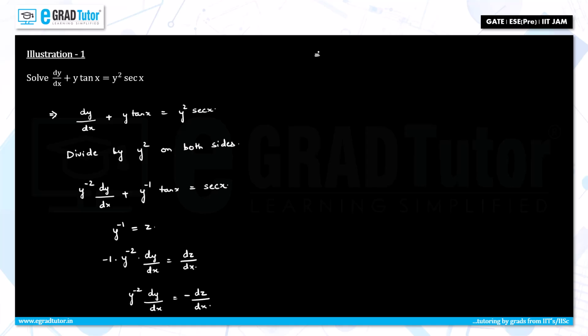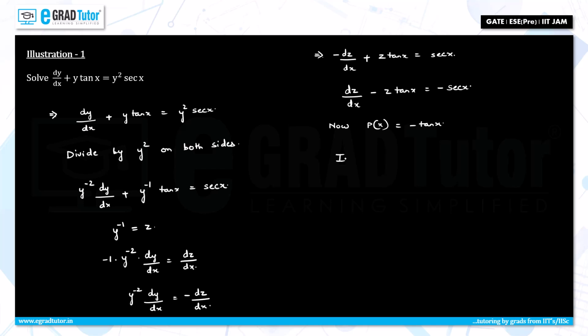So when you substitute this in the equation here, you get -dz/dx + z tan x = sec x. Now multiply with -1: dz/dx - z tan x = -sec x. Okay, now p of x is equal to -tan x.